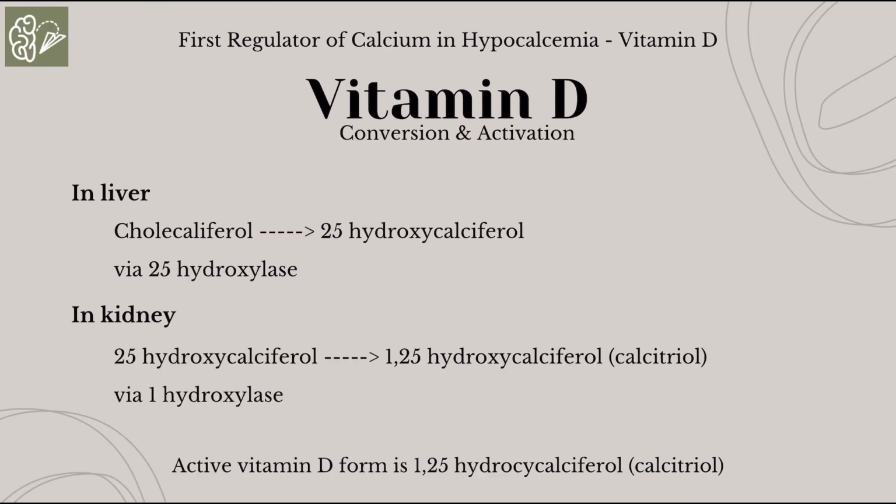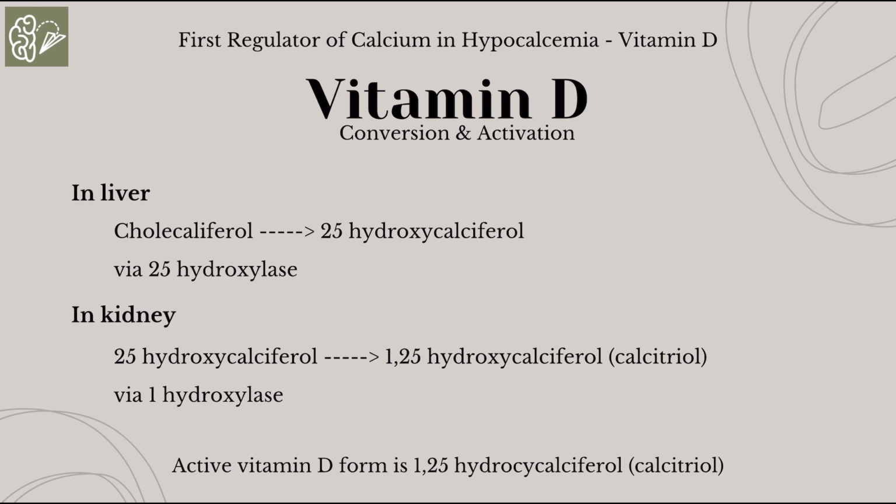To activate it, it's done in 2 separate organs. It will be converted in the liver, and then it will go to the kidneys to give us the active vitamin D, which can actually do the function and do the job. So first of all, cholecalciferol, be it from endogenous or exogenous sources, will be converted to 25-hydroxycalciferol via a certain enzyme that is present in the liver called 25-hydroxylase. Then this 25-hydroxycalciferol will go to the kidneys and get converted into 1,25-hydroxycalciferol via 1-hydroxylase.